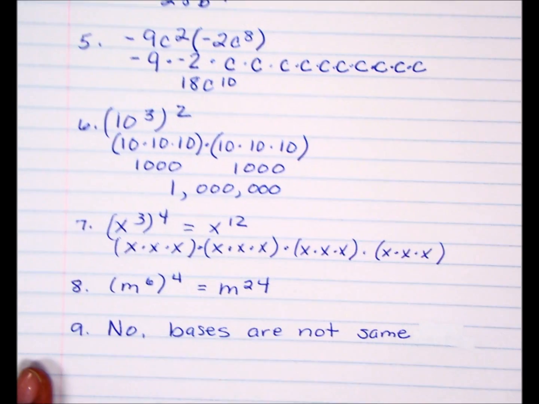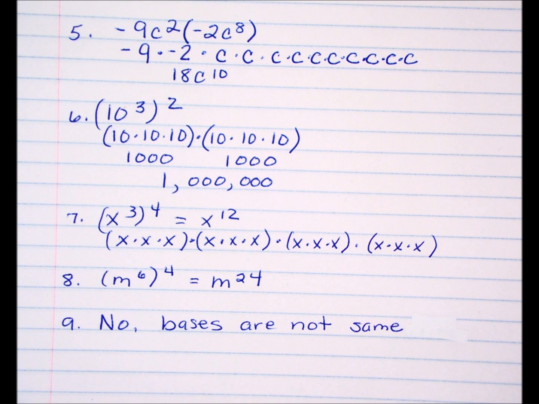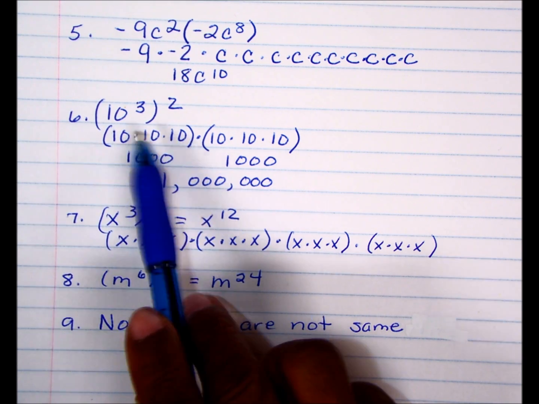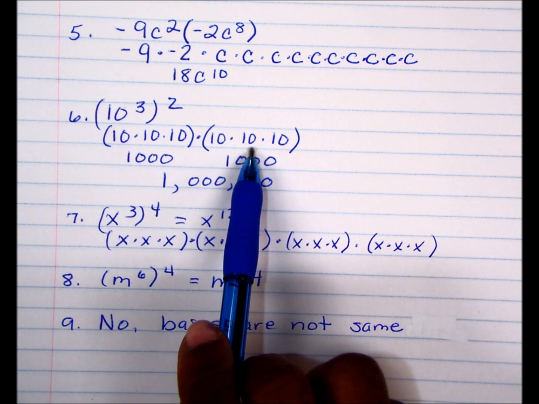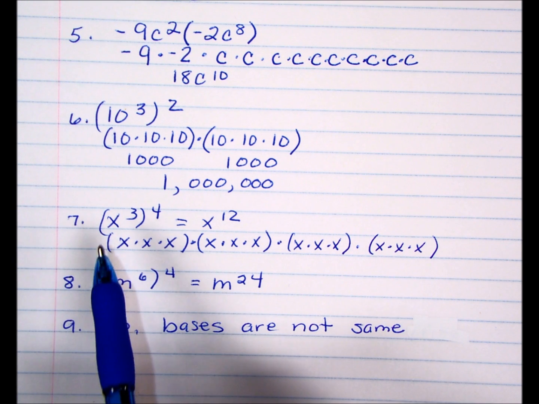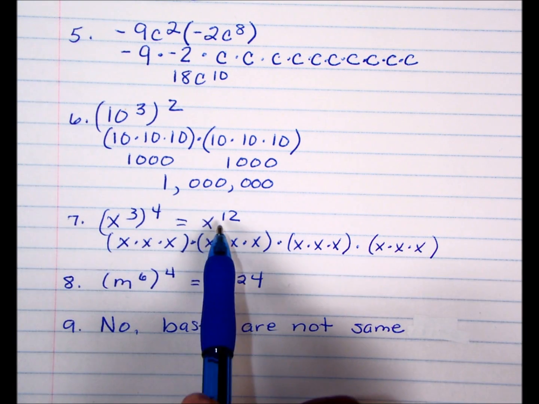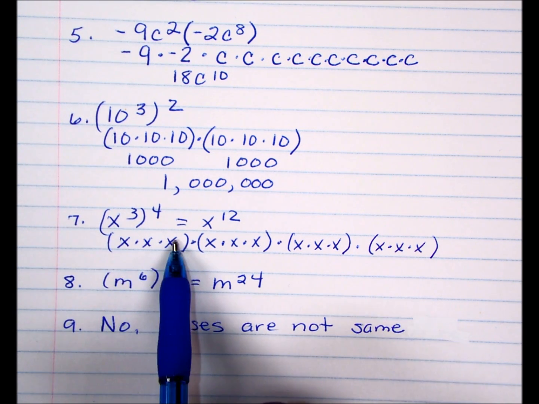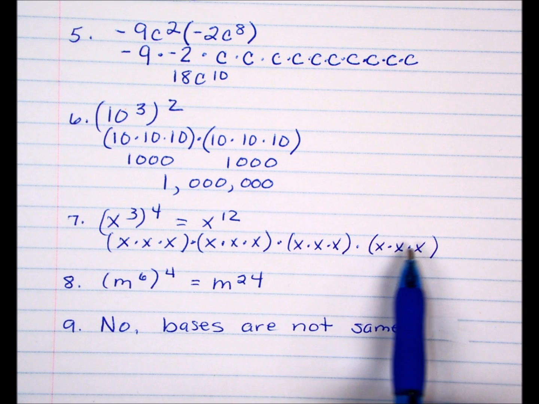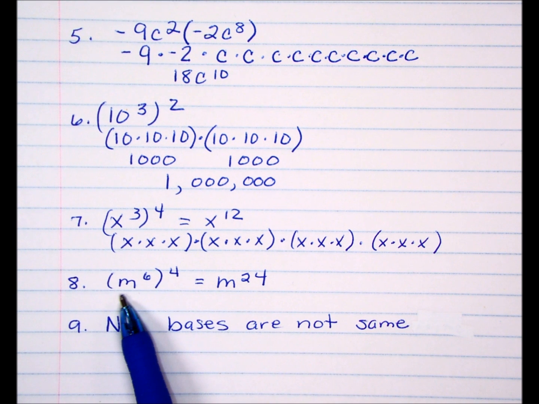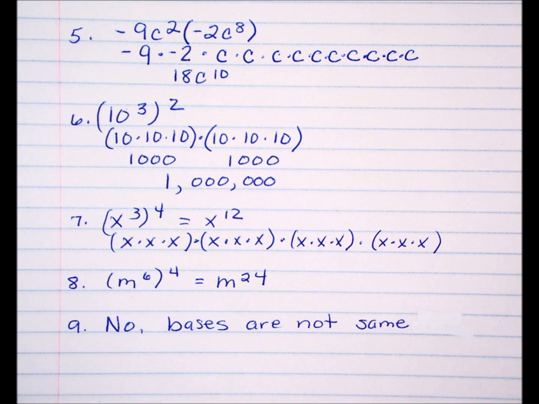In number 6, they did 10 cubed to the power of 2. And so what that meant is to do 10 cubed 2 times. So that would be 1,000 times 1,000, which equaled 1,000,000. In number 7, it was x cubed to the 4th power. So that would be x to the 12th. 3 times 4 is 12. And I'm going to show it to you. x cubed 4 times, which if you add them all up, there are 12 x's. So now you should be able to do this one in your head. m to the 6th to the 4th power would be m to the 24th power.